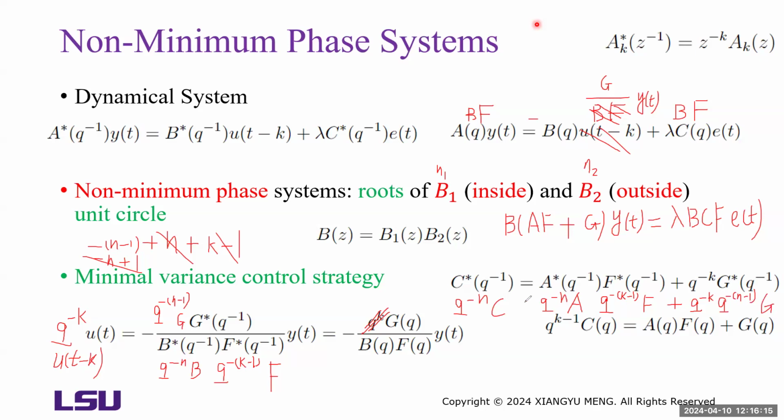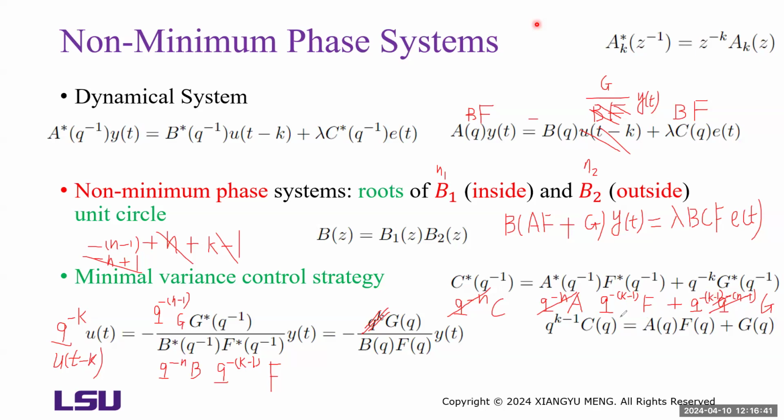Okay, then let's multiply Q^n on both sides of the equation. So this is gone, so this is 1, this is 1. So this negative n is gone, so we have Q plus 1, and therefore this one will be Q^(-k-1).